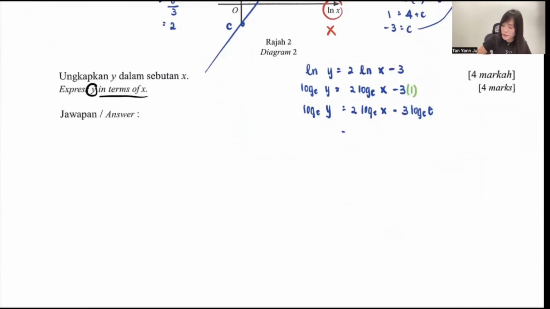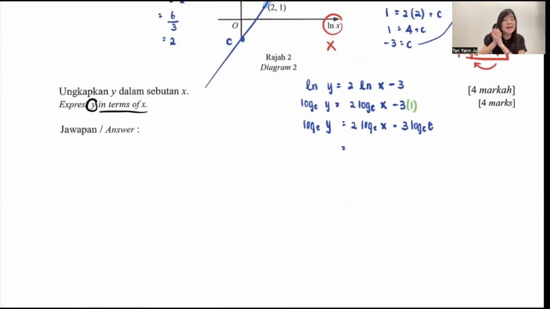So the left side got 1, but the right side got 2. I want to combine them. But when I want to combine them, there's something in front blocking me. So whatever is in front can move up and become the power. So after they move up, isn't it now I can combine them together? Minus combined is a divide.